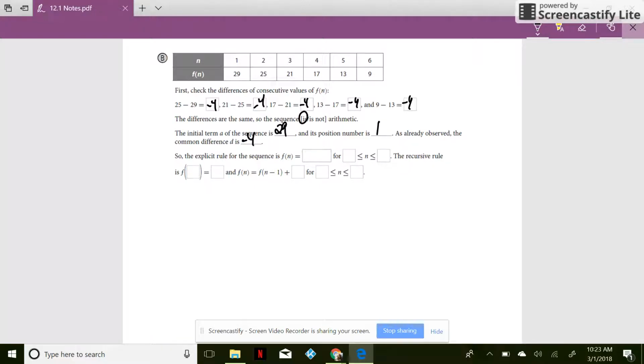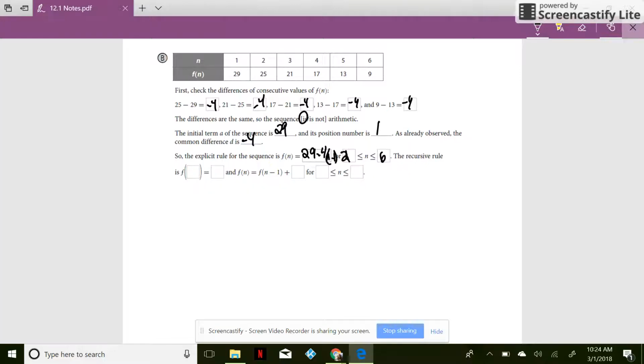So the explicit rule, f of n is equal to our original value, 29, plus d, which is negative 4, times this one's going to be a little different, n minus 1, for n between 1 and 6. Sorry, n should be between 2 and 6.